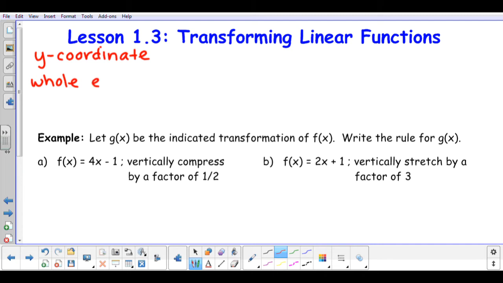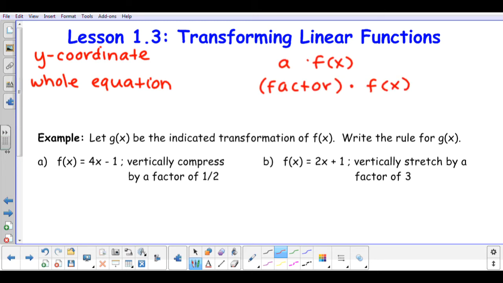So what we're going to do is we're going to have our function and you just multiply it by the factor. Okay? So your factor would be in front, whether it's a fraction or a whole number, and you'll multiply it to everything in the entire function that it was given.